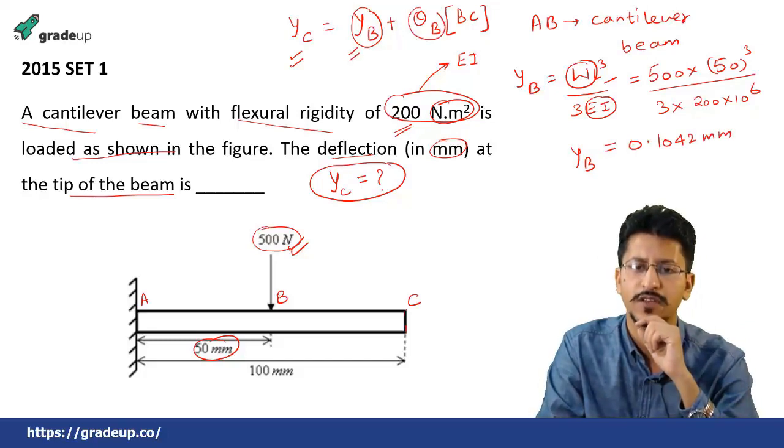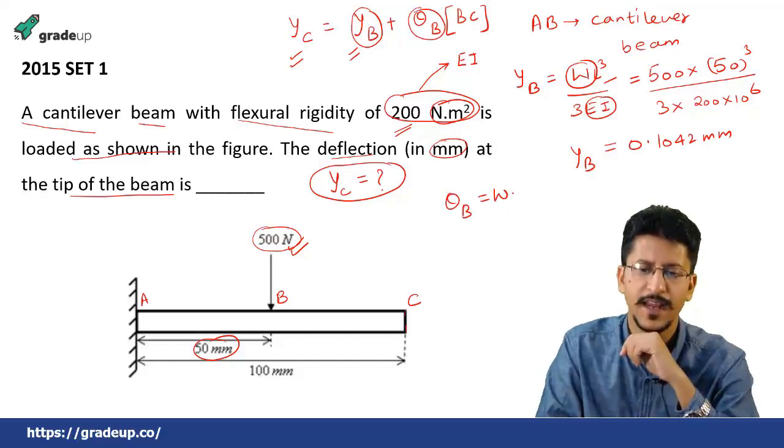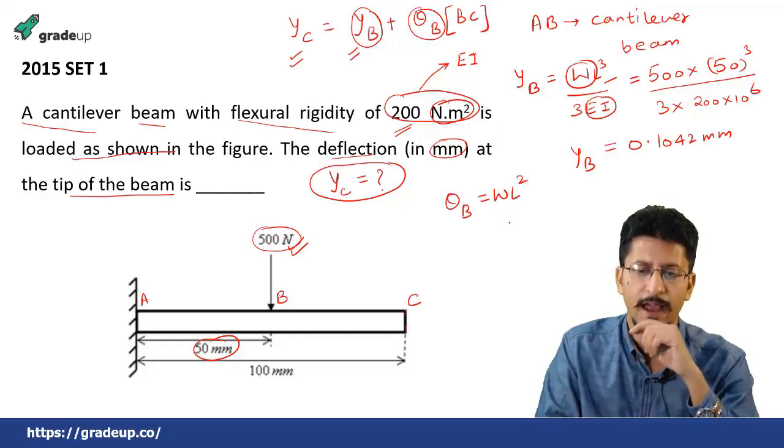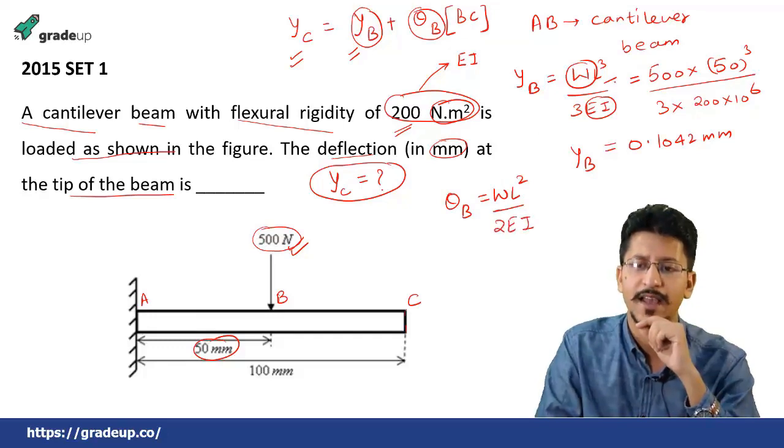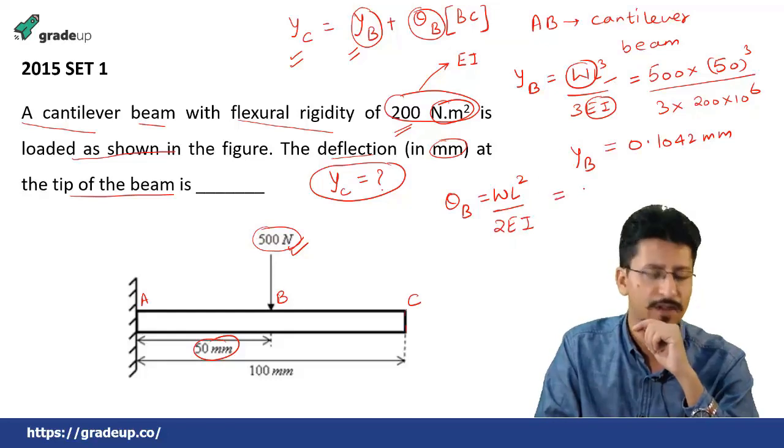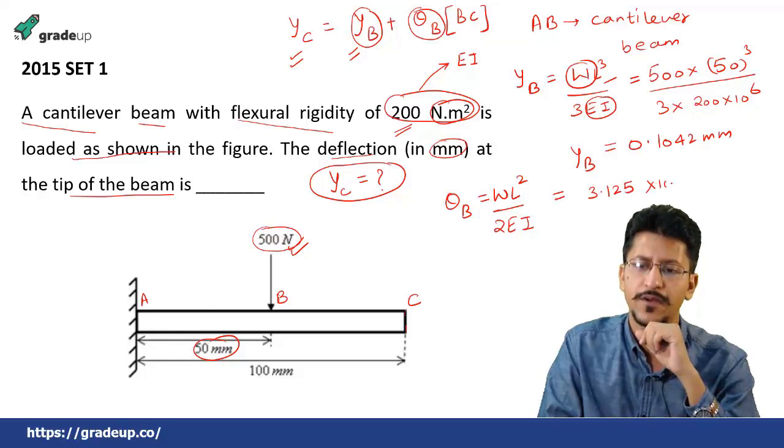Now you have to find out this value, theta B. Theta B is equal to, in this case, the cantilever beam subjected to point load at the free end, the slope is given by WL square by 2EI. Again, substituting these values, you will get this value as 3.125 into 10 to the power minus 3 radians.